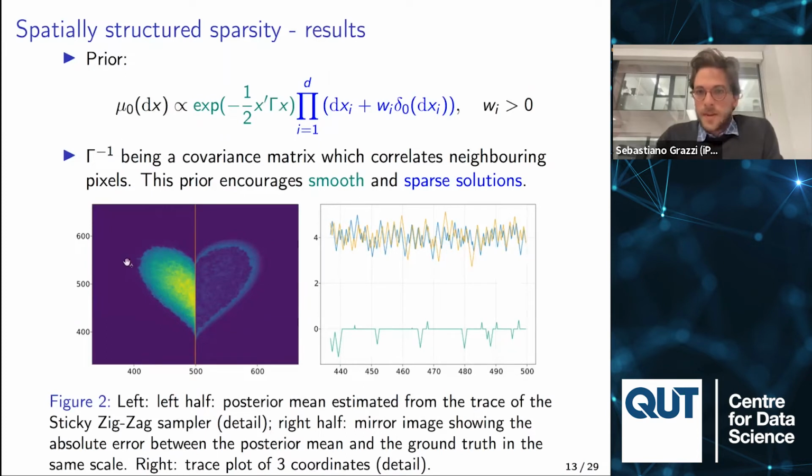Right. This is the output somehow. On the left half of the picture, you see the posterior mean, just estimated by running the PDMPs. On the right half, you see the error of the posterior mean with respect to the ground truth. So you can see that there is essentially no error whenever the image is black. And this is just a section of the trace of the zigzag process that we ran. Essentially, these are two coordinates which are correlated, neighboring pixels which are non-zero. And this is the trajectory of a pixel which is 0. So you see that it sticks at 0 for most of its time.